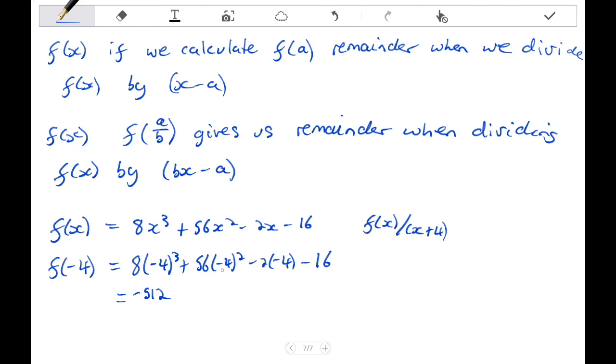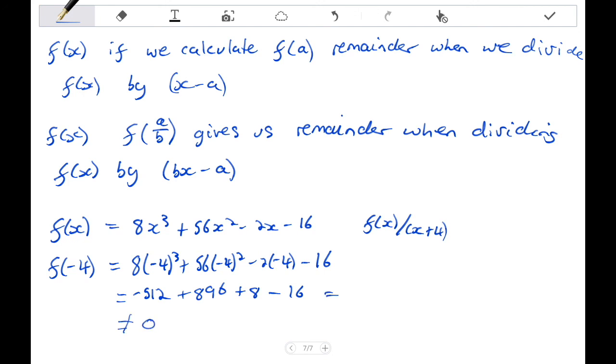Right, now this time we've got minus 4 squared, which is 16. So we've got 16, and we want to times it by 56, which is 896. That's plus 896. And then we've got a minus 2 times minus 4, which is plus 8, and a minus 16. Clearly, if you put that in a calculator, you can just see that does not equal 0. So we know it's definitely not a factor.